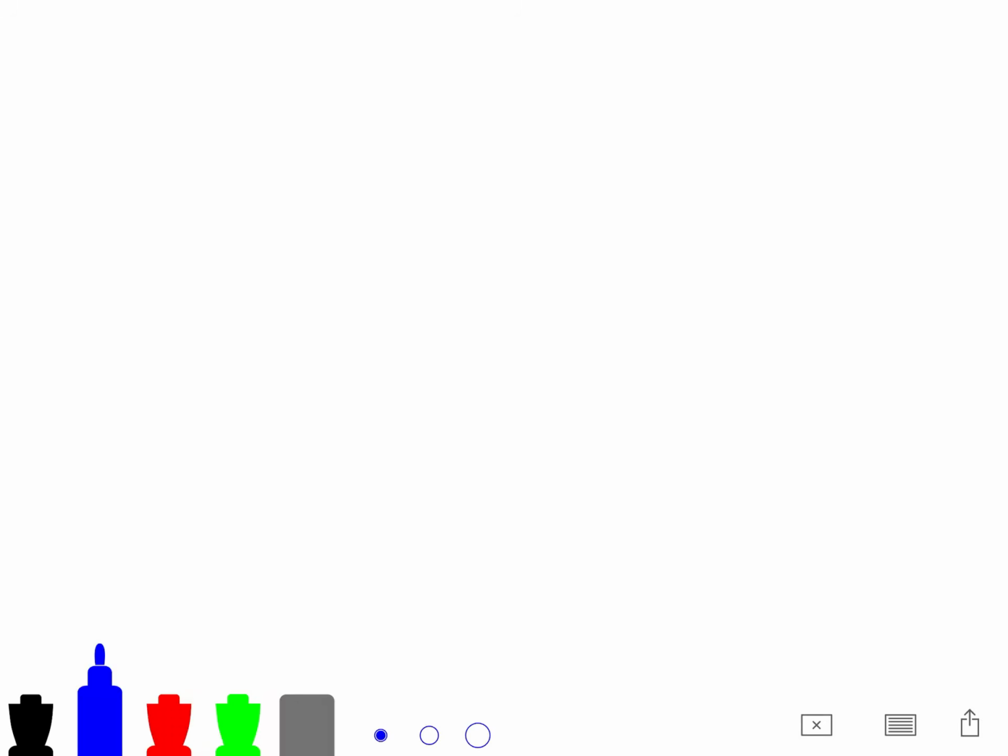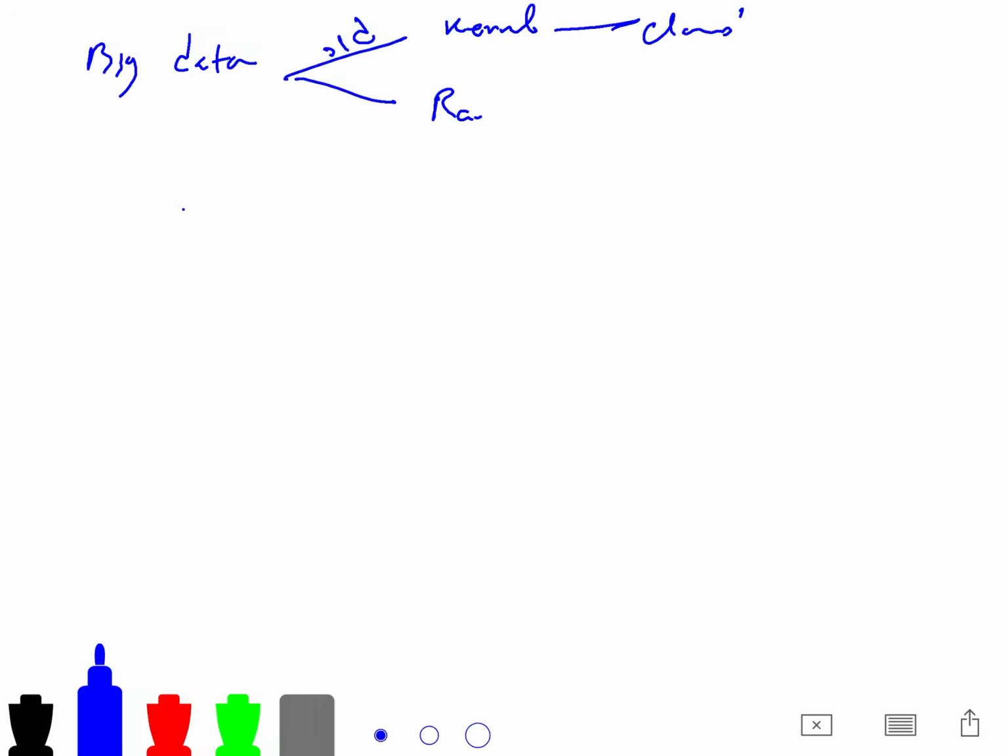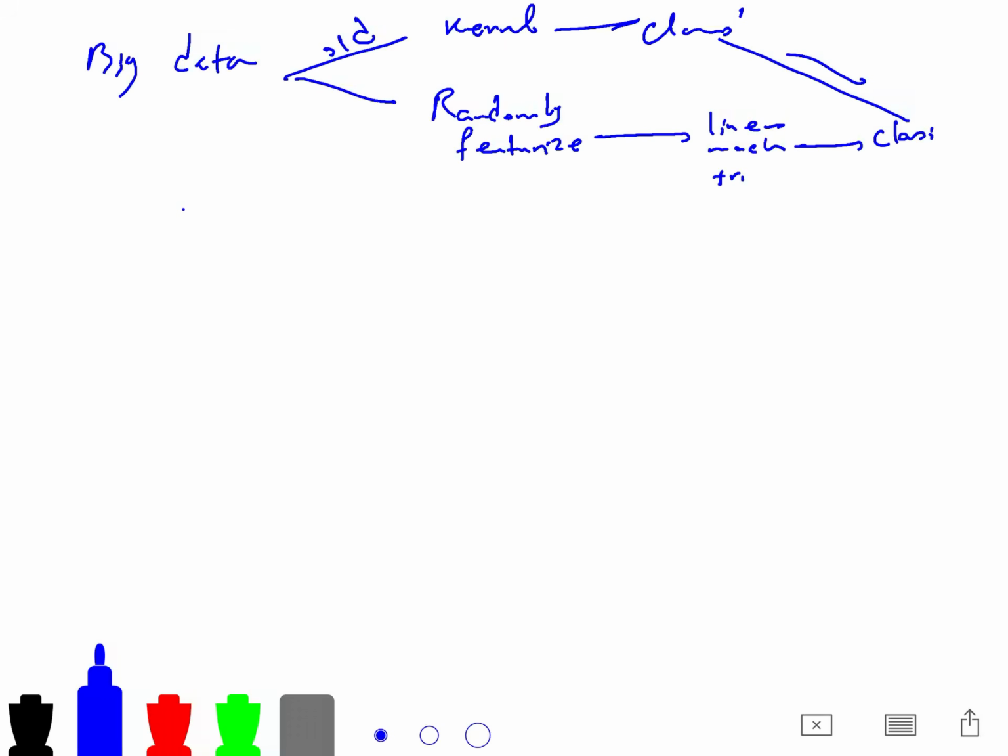In big data, for example, I talk about the kernel matrix. The old idea is that you use kernel machine training and then get a classifier. But the new approach is this: we randomly featurize the data, and then you have linear machine training, and then you have a classifier. So finally, you get your classifier.